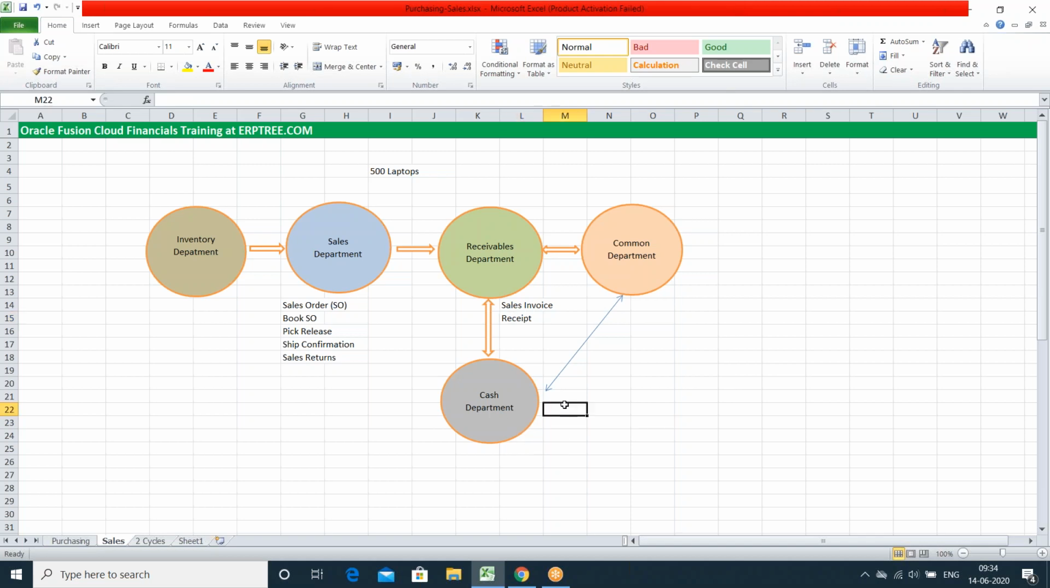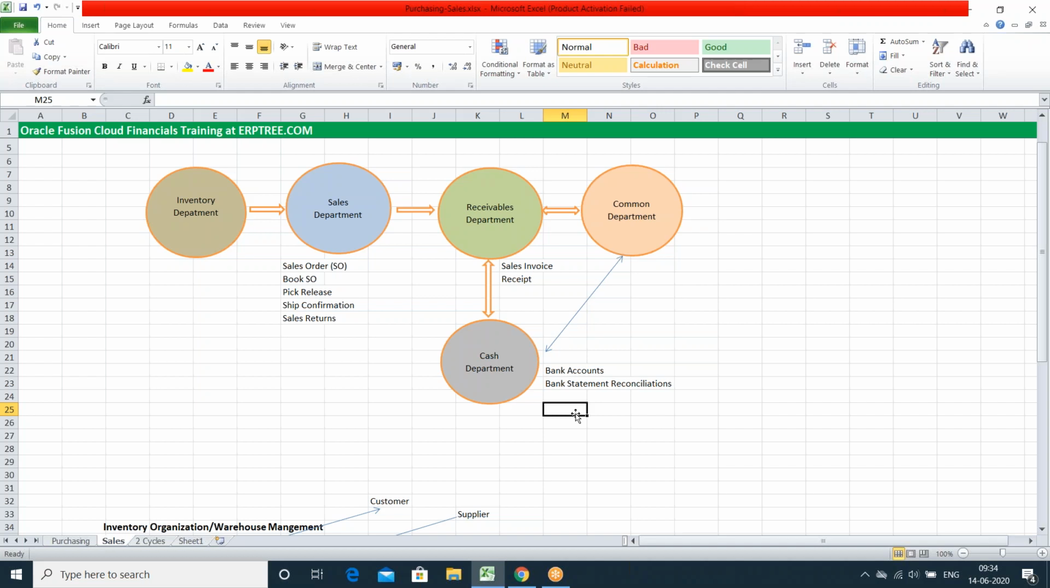Already we discussed the cash department. They take the responsibility of maintaining the bank accounts which are owned by the company. Another primary responsibility is that the cash department performs the bank statement reconciliations. So that is the responsibility of the cash department. Now they get the receipt information from the receivables department.